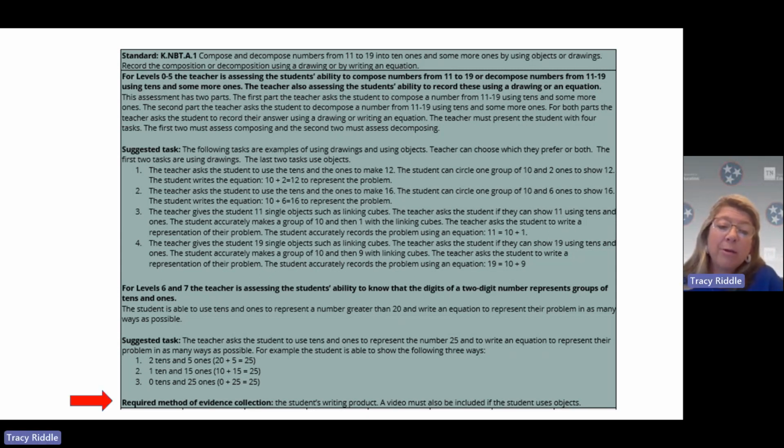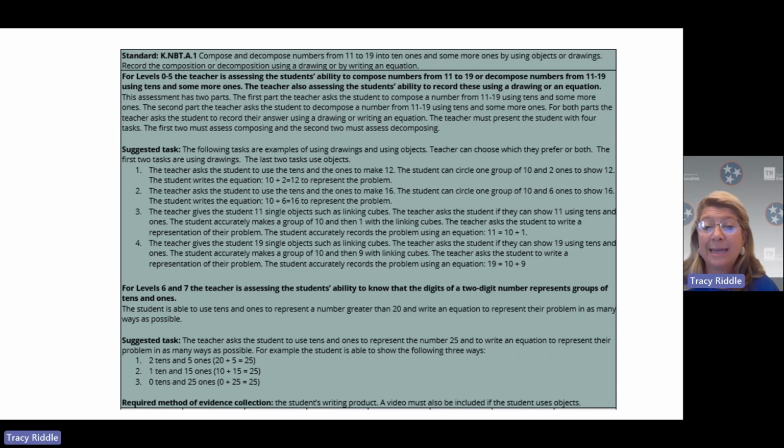For this standard, the required method of evidence is the writing product, where the student has written out the equation or used drawings on their paper. A video must also be included with the writing product if a student is using objects to compose or decompose.